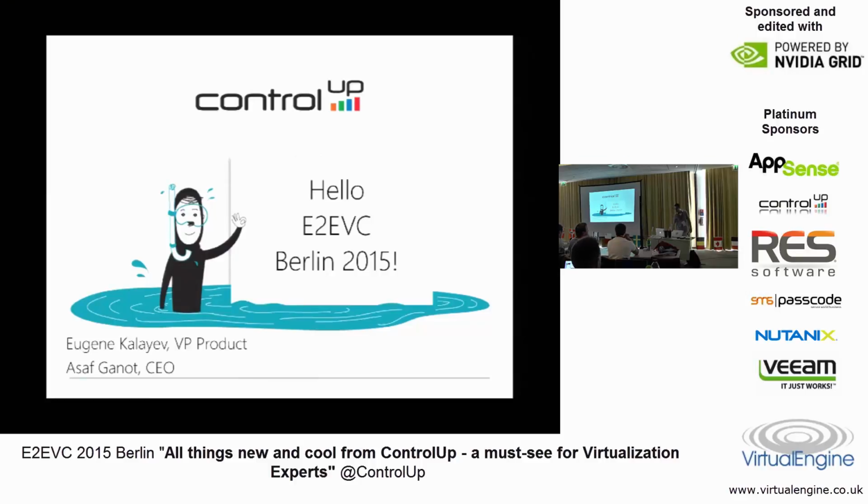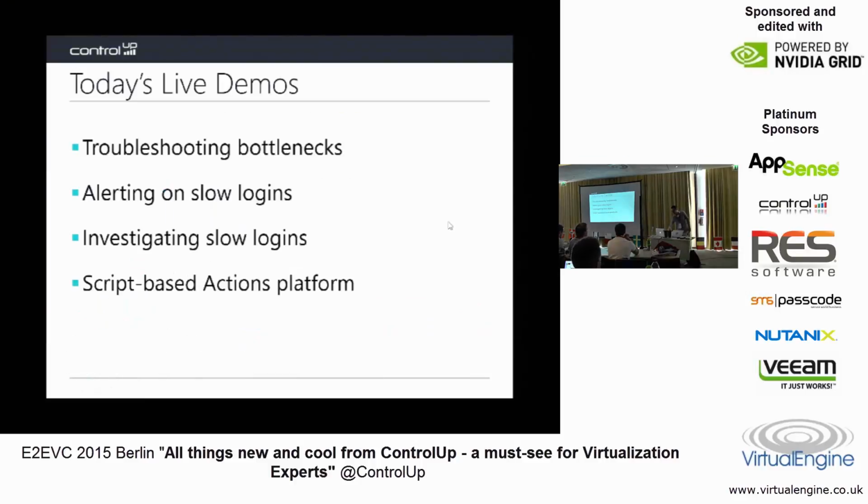So, what are we doing today? We're going to look at troubleshooting bottlenecks, specifically some I/O issues. I'm going to show you one case of troubleshooting an I/O issue with ControlUp. We're going to see some alerting capabilities with our new mobile application, specifically on slow logins, and also investigate slow logins a bit in depth.